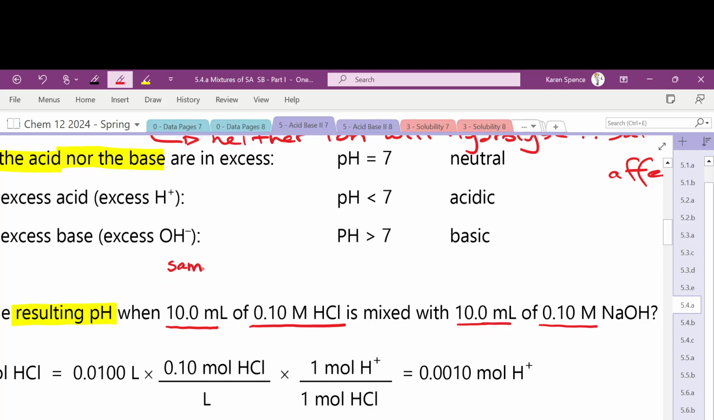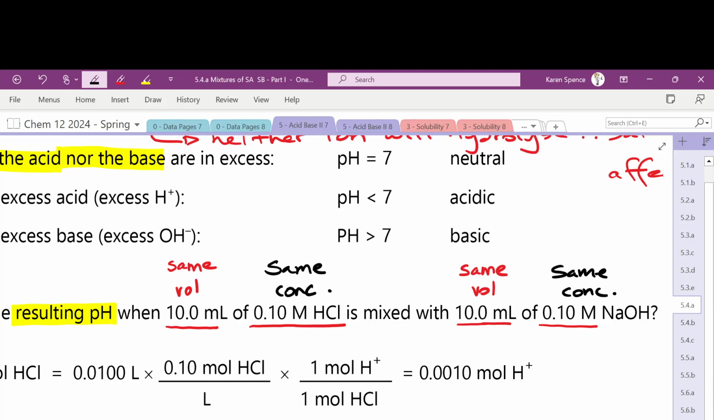Now you'll notice we have the same volume and the same concentration, and the same concentration. What does that tell you about the number of moles? Yeah, because volume times concentration equals moles. Yes? Okay.